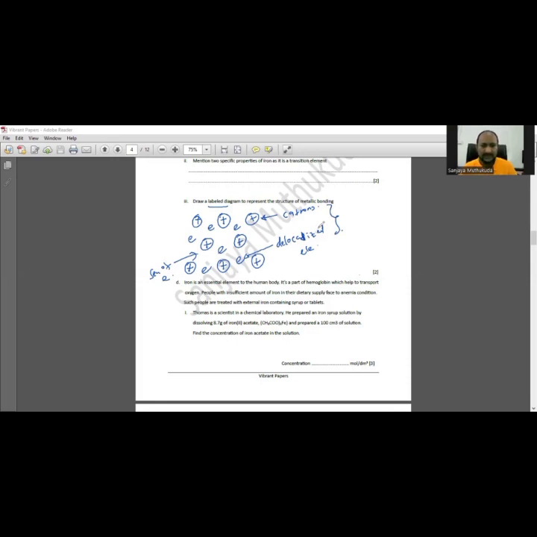Hope you understood how to get the marks also. When a labeled diagram is asked, then you have to definitely label the diagram, otherwise you can't get the full mark. And move on to the next question.